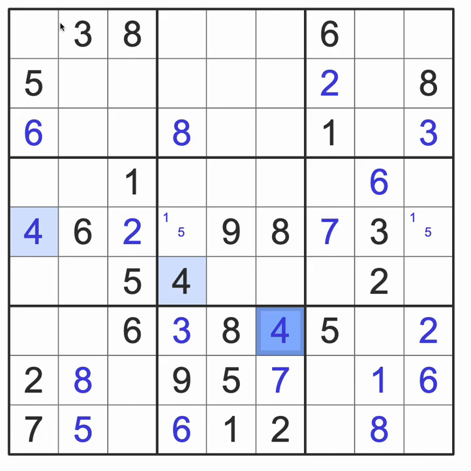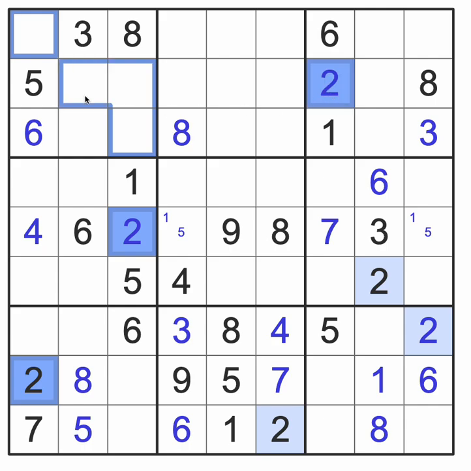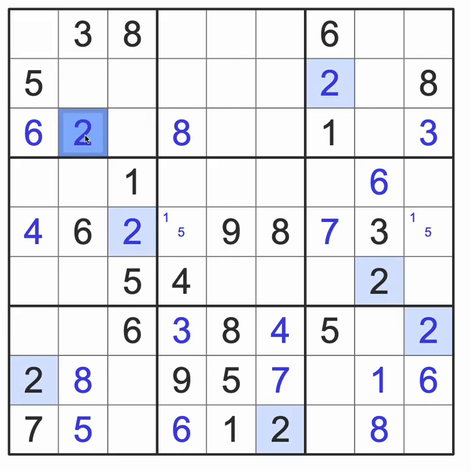Oh, I can place 2 in box 1. 2 and 2, they block these. This 2 blocks here. That gives me 2 here. And I can place 7 on row 7, because here's 7, which blocks these. Gives me 7 here. And this 7 now blocks these, gives me 7 here.